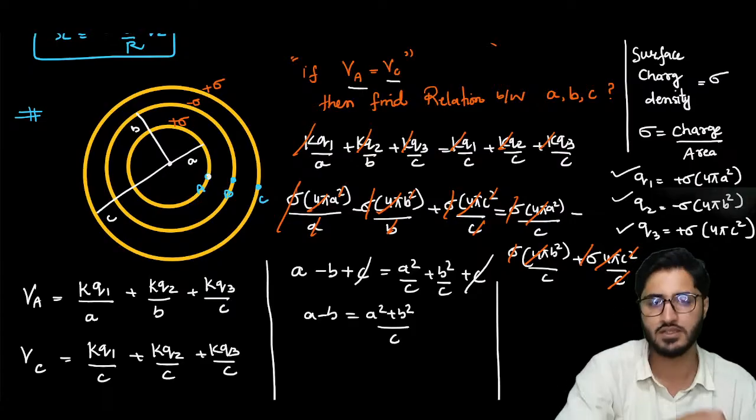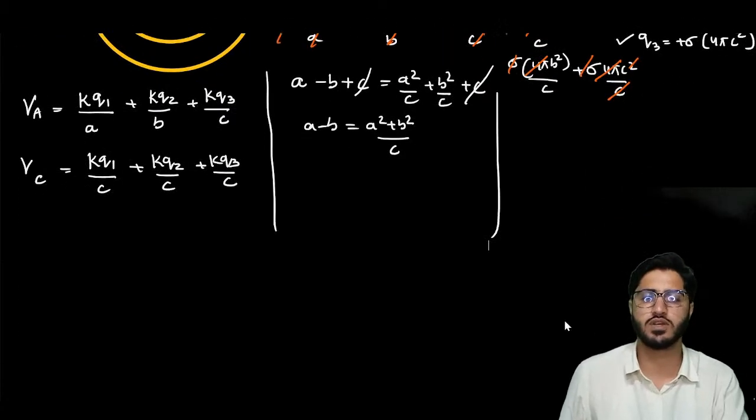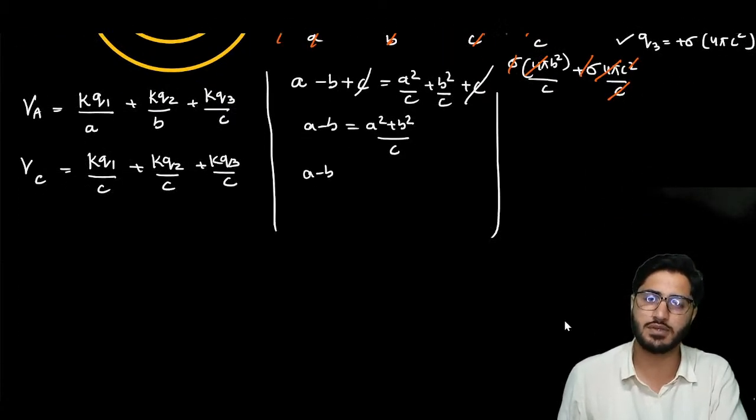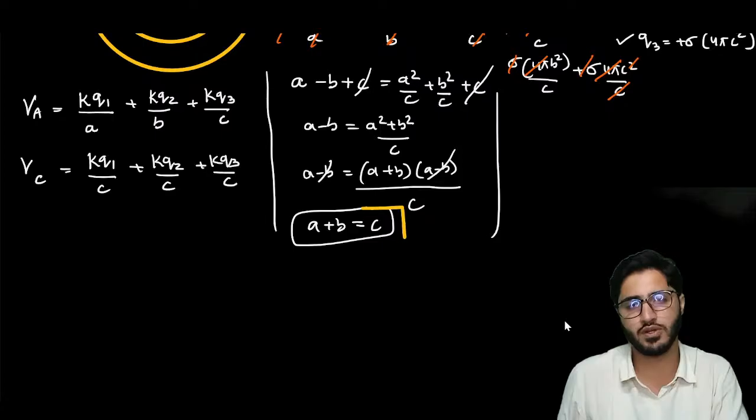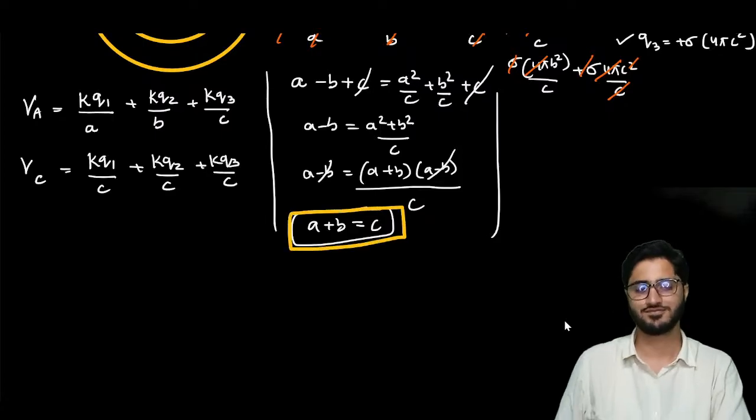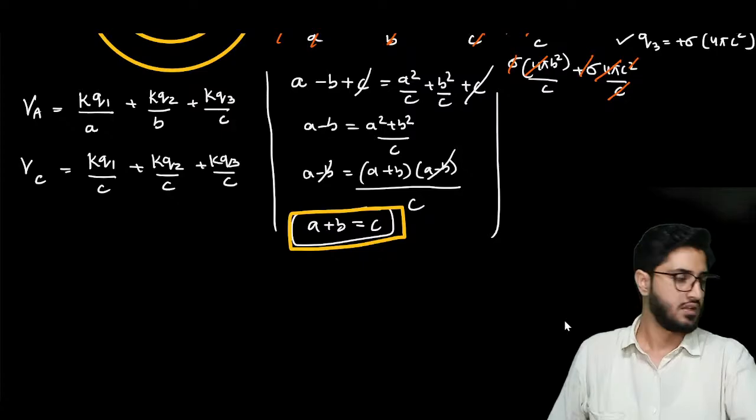A minus B equals A square minus B square by C, and A square minus B square is A plus B times A minus B, divided by C. Cancel out. So that particular line is my answer. Easy?